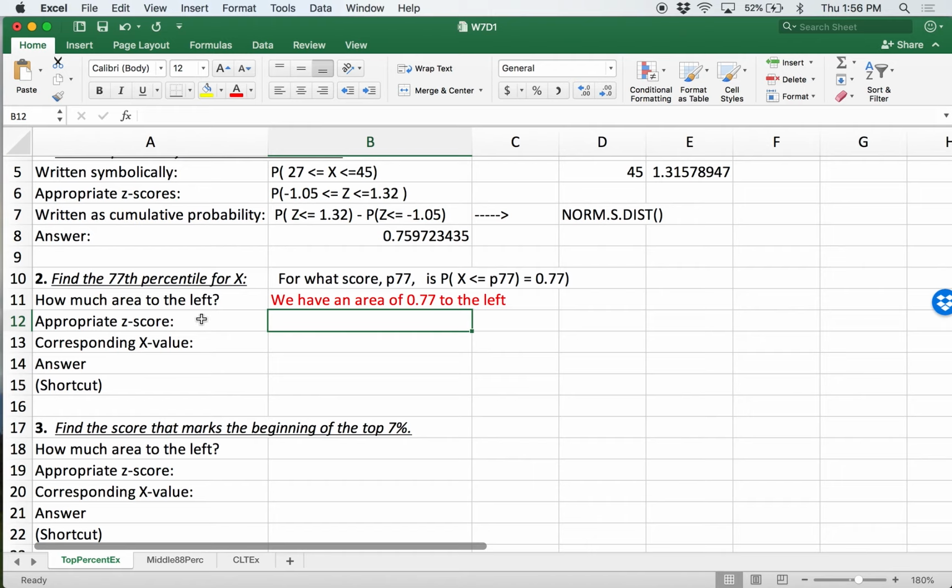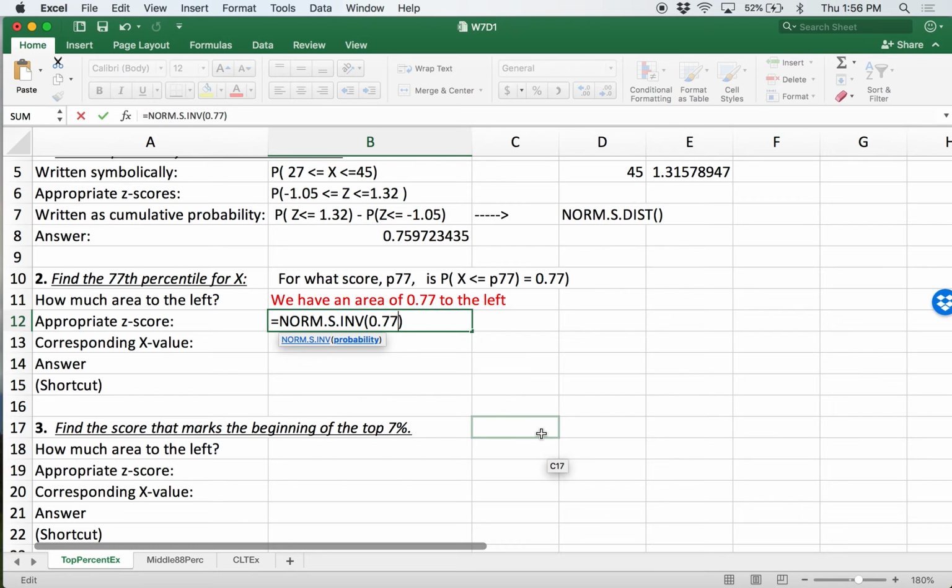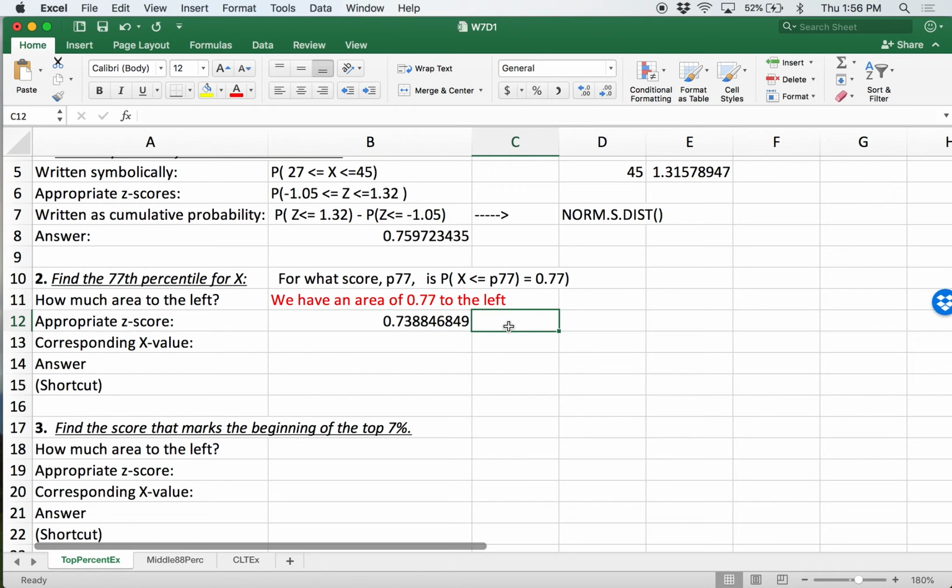So to find the appropriate z-score, we're going to use norm.s.inverse. And then inside of our inverse command, we're going to put the left tail area. And you'll notice with our little prompt, it doesn't ask for anything else. Okay? So if we were dealing with the standard normal distribution, this particular z-score would have an area of 0.77, or a probability of 0.77 to the left. Okay? So this here is a z-score. So we have to convert our z-score into a corresponding x value.